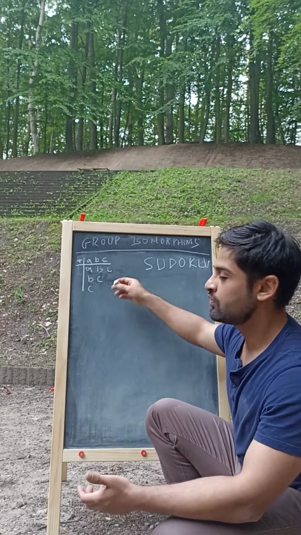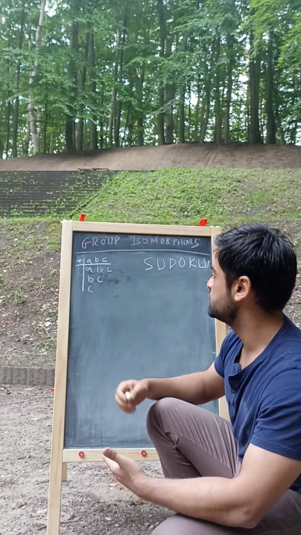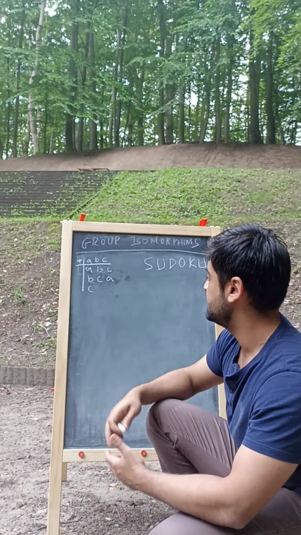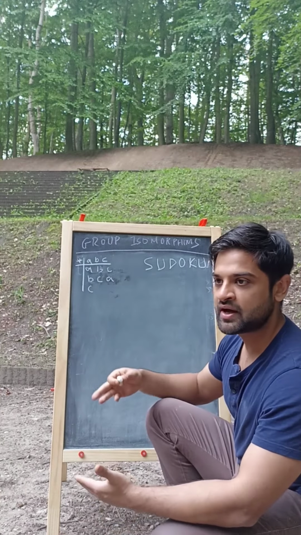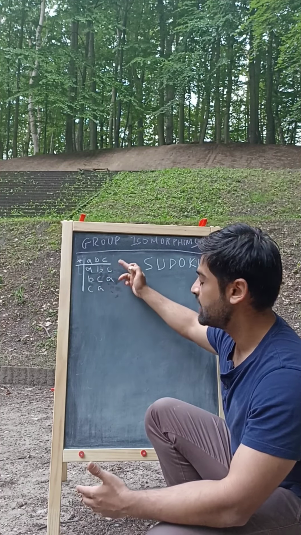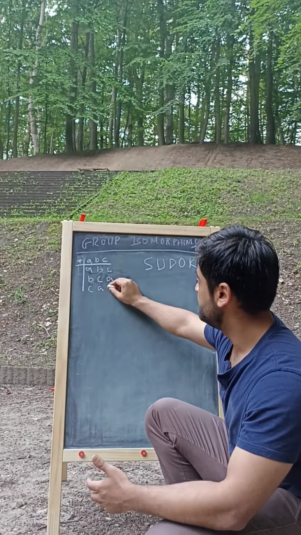But now we have no choice but to select A, because each item needs to come exactly once in each row, right? And following a similar pattern, we know that we have to put A here because we cannot have any other item, and we need to have B here.